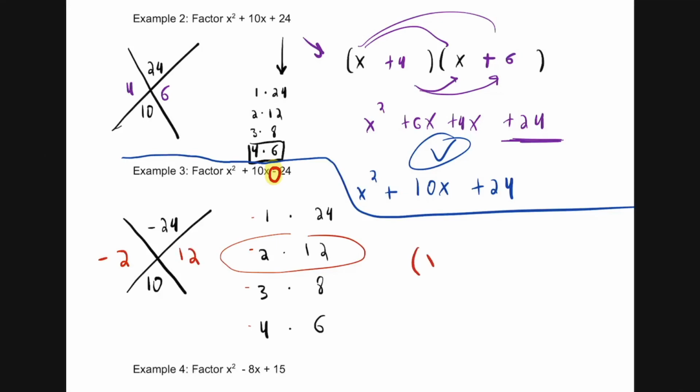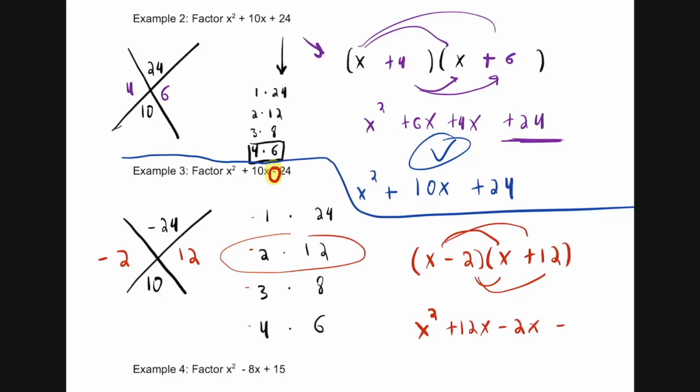And so we're going to have x minus 2 times x plus 12. And so when this distributes, we'll have x squared plus 12x minus 2x minus 24. See how these are now going to subtract in the middle: x squared plus 10x minus 24.